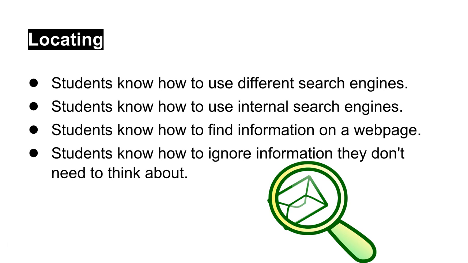Then one of the last really important pieces here for locating is that we need to know how to ignore information that we don't need to think about. A lot of locating is searching and sifting, making sense of what's good and what's not good. But we also need to teach our students that it's okay, and sometimes necessary, to ignore information. There's stuff that we don't need to pay attention to, and it's really a distractor.